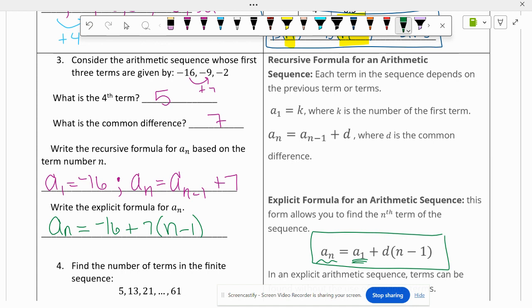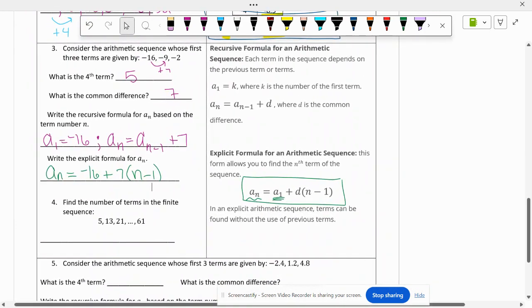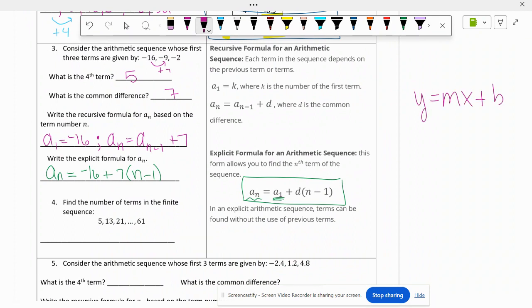Do you guys remember yesterday I said you can take an explicit formula and put it into what form? Because this is a linear function. Remember I said that an explicit formula can be written in the form y equals mx plus b? So let's look at that. If I take this A of n, which is my output, same thing as y, equals -16 plus 7 times n minus 1. Let's see if we can simplify that.